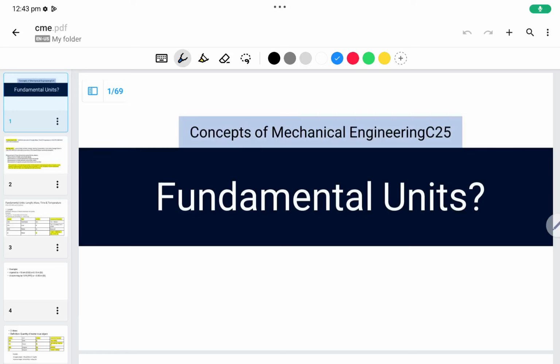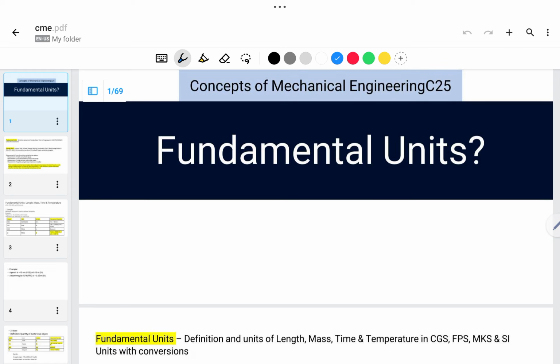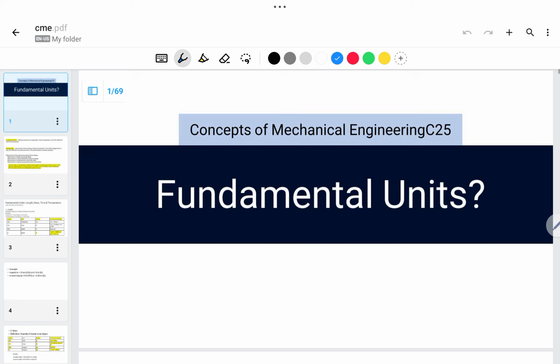Hello everyone, welcome. Today we are going to see the fundamental units. What are the different fundamental units and what are the different derived units, and the actual meaning of these words? How we utilize them, how important they are, and the way of utilizing these fundamental units we are going to see. In the concept of mechanical engineering, it is an upgraded syllabus for the diploma mechanical.